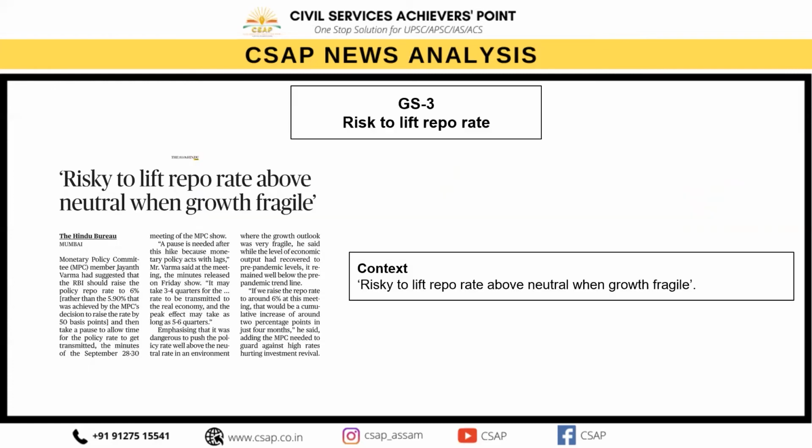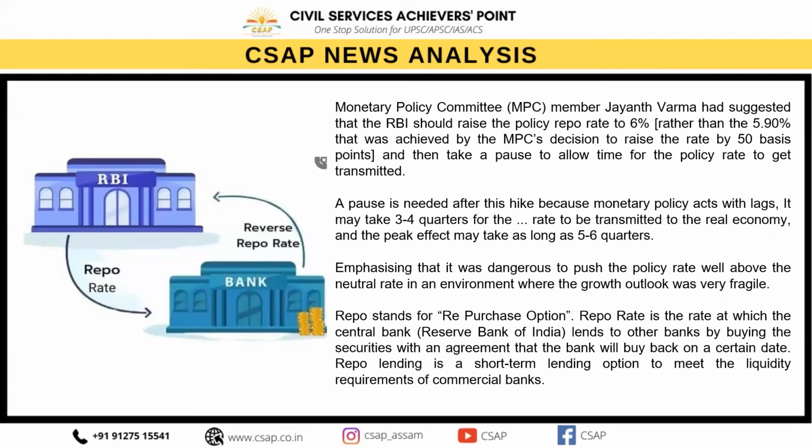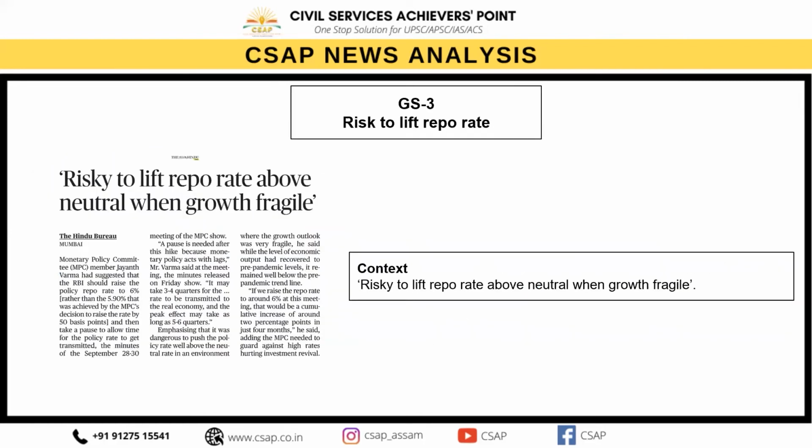Here it is said something about the repo rate. We all know about the repo rate, which stands for repurchase option, and it is a rate at which the central bank lends to other banks by buying securities with an agreement that the bank will buy them back on a certain date. It has now been said that there is a risk if we increase repo rates further, because if repo rates are directly increased, then slowly we could see every form of inflation take place.